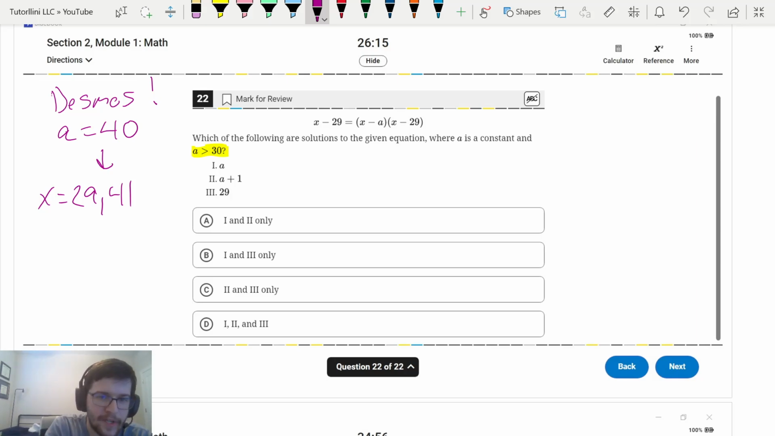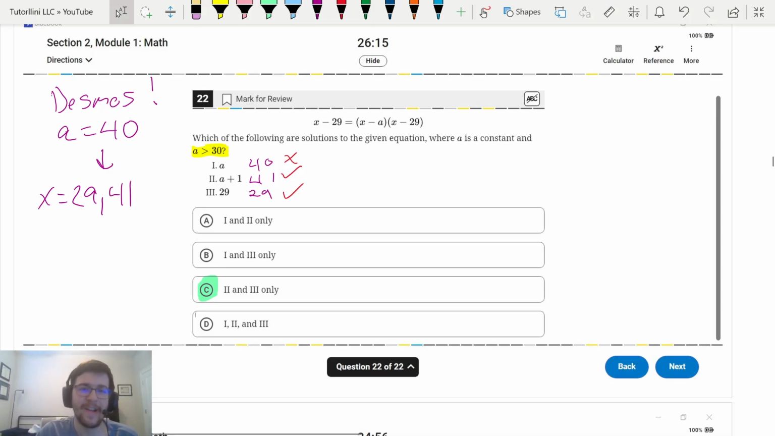Okay, so if a is 40, that means this one's 40, a plus 1, this one's 41, and this one's 29. So as you can see, these two match my answers, but this one does not. So it must be 2 and 3. So that is answer choice C.